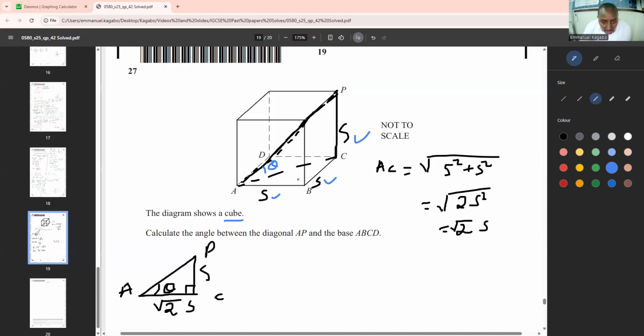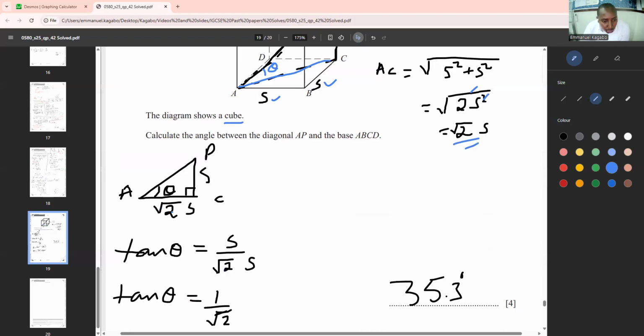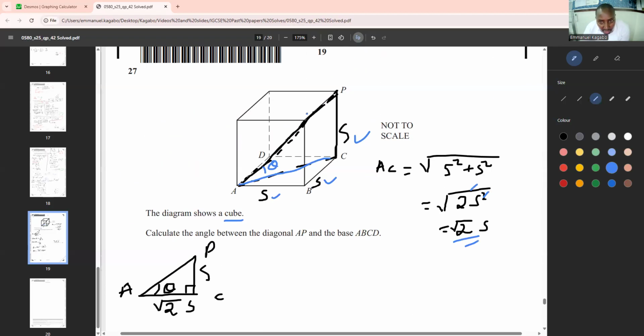So now, if that's the case, I'm interested in getting SC. The base ABCD is a square, and the diagonal is across a 90 degree angle. So SC will be equal to the square root of S squared plus S squared. What's S squared plus S squared? That gives me 2S squared. So what's the square root of that? It will give me the square root of 2 times S. So I've got my SC. My SC is the square root of 2 S. And the height is S.